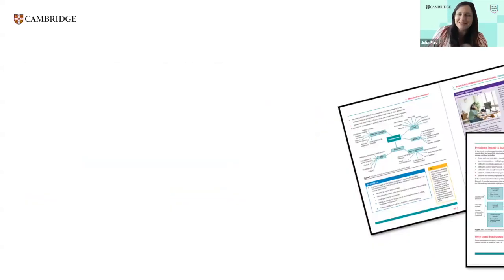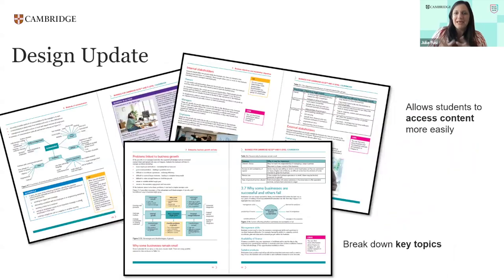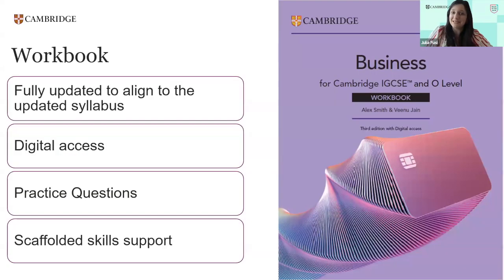We've also updated the design of the coursebook, allowing students to access content more easily and in a more visual way, including breaking down topics in a more accessible way too. So here you can see some examples of the book where we do have a lot of visual representation through different mind maps and graphs, etc. We have also updated the workbook. So let's take a look inside and see some of it here.